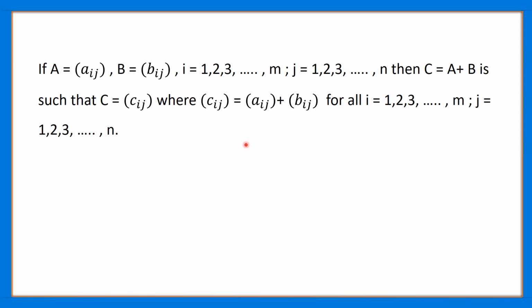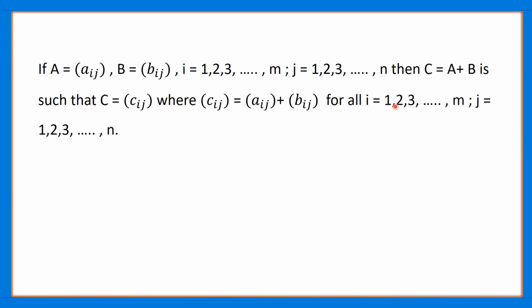What we have done so far in the addition and subtraction is that if A is a matrix whose elements are given as Aij and B is a matrix whose elements are given as Bij, where i takes the value from 1 to m and similarly j takes the value 1 to n, then the resultant matrix C is nothing but A plus B, such that C is equal to Cij, that is, the elements of the matrix C are given by Cij, where Cij is nothing but Aij plus Bij for all i and j, where i varies from 1 to m and j varies from 1 to n.